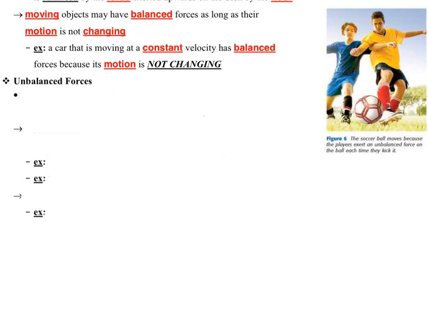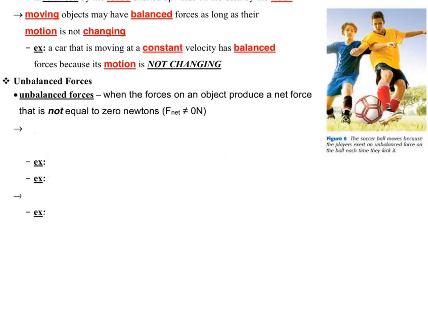Now, what is the situation when the forces acting on an object produce a net force that is not equal to 0 newtons? Well, this is what we call unbalanced forces, when we have a net force that is not equal to 0 newtons. And it could be greater than 0, or it could be less than 0, depending on the direction. But when it's not equal to 0, that's an unbalanced force situation.